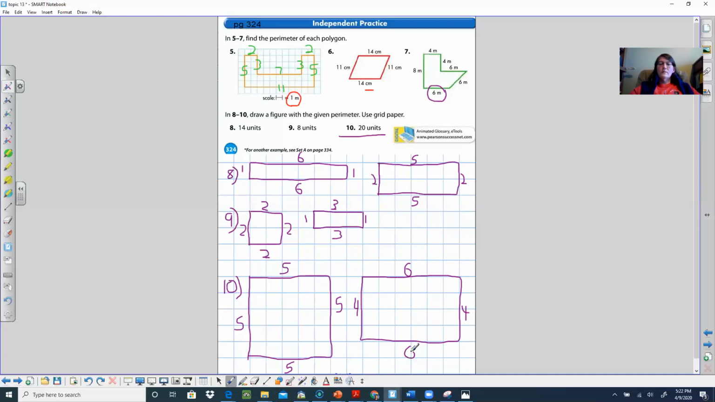And 6. Okay, 6 plus 4 is 10. 4 plus 6 is 10. 10 plus 10 is 20. That gets us back to that perimeter we wanted. So this is where you could pause the video and be done for Monday. Now, if you'd rather just do it all on one day, you are welcome to keep watching and have less work for Tuesday.